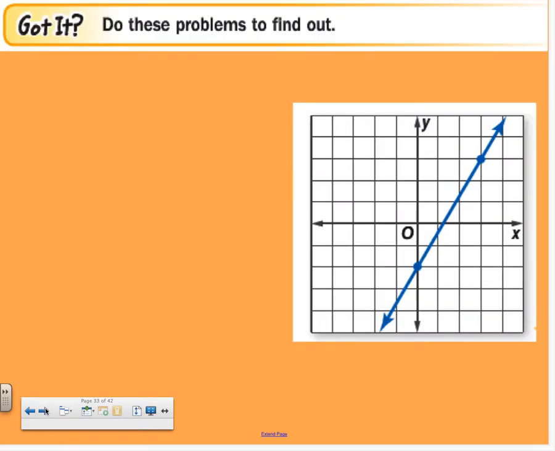All right, so try the Got it, D and E at the top of page 201.